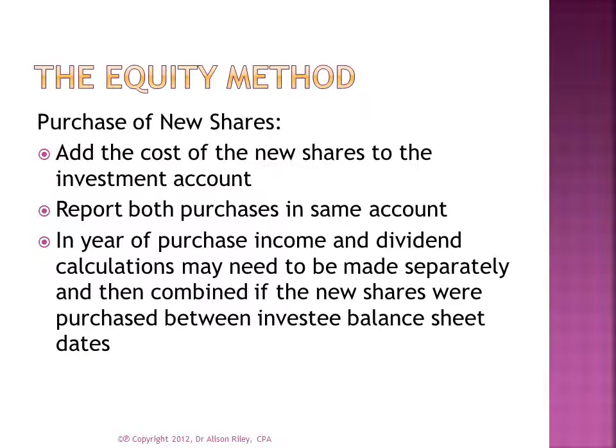Suppose the investor were to purchase additional shares in its investee. In this case, the cost of the new shares is simply added to the investment account, and both purchases are carried in the same account. Income and dividend calculations in this case must be figured to make sure that only the correct amount of income is recognized and only the correct dividend adjustment is made to the investment account. The next slide illustrates how this works.